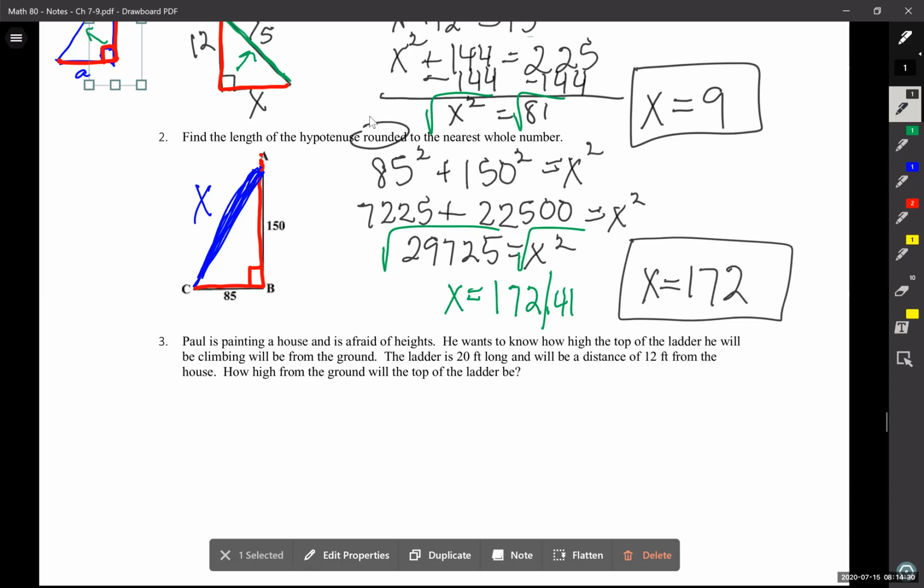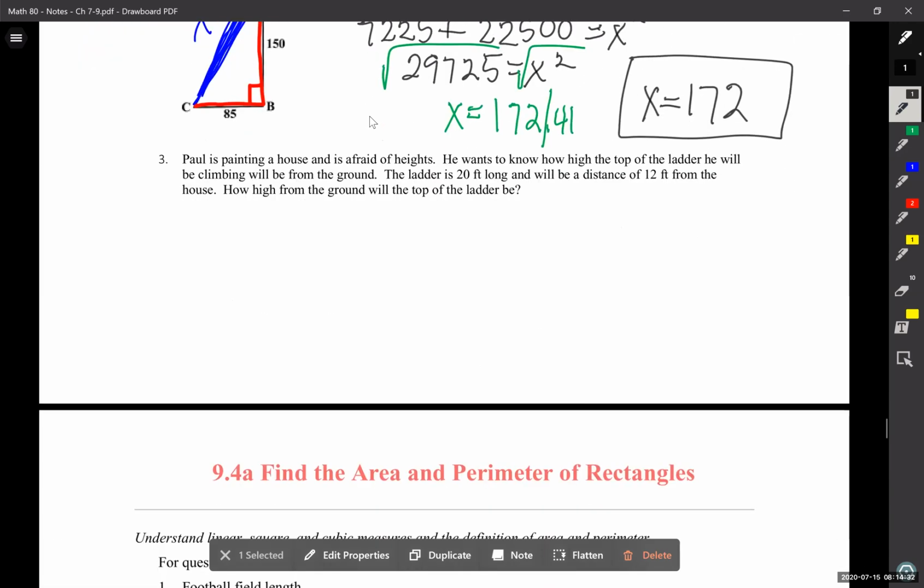Okay, finally, we have Paul, and he is painting a house, and he's afraid of heights. He wants to know how high the top of the ladder he will be climbing will be from the ground. The ladder is 20 feet long, and he will be a distance of 12 feet from the house. So we want to know how high that ladder is.